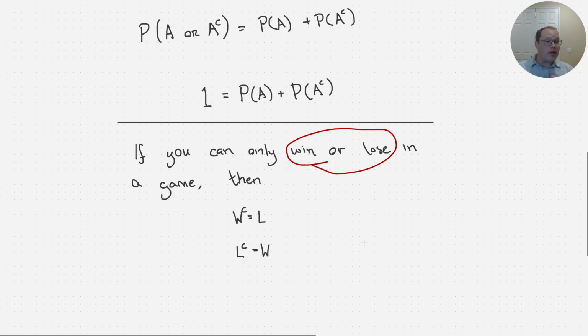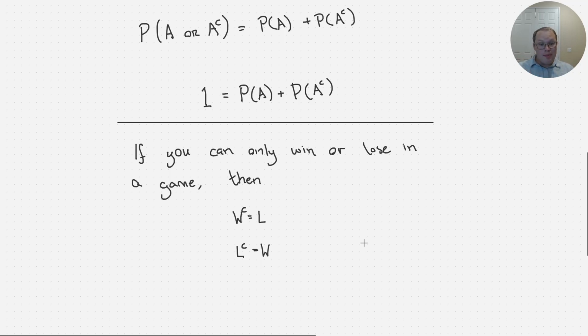There are games, of course, where there is another option. For example, if you play tic-tac-toe, it's possible that you don't win and you don't lose. It could be a draw. Or if you play rock, paper, scissors, maybe you both pick paper, it's a draw. Neither win or lose. That's not what we're assuming here. We're assuming that you either win or lose. There is no third option.